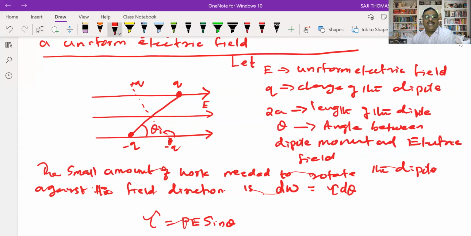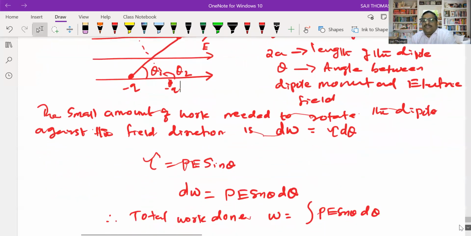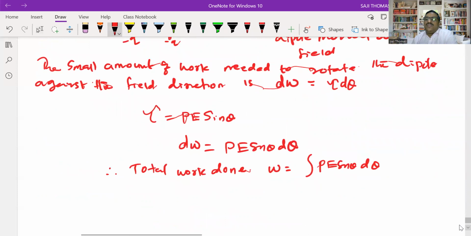This angle is theta 2. So we are rotating from the angle theta 1. Initial angle with the field was theta 1 to a final angle theta 2. So what will be the work done? Then you have to put the limits for integration. Okay.